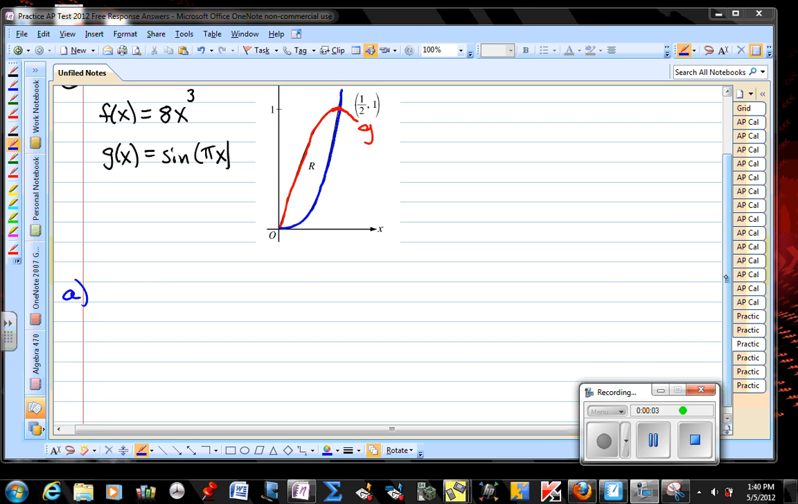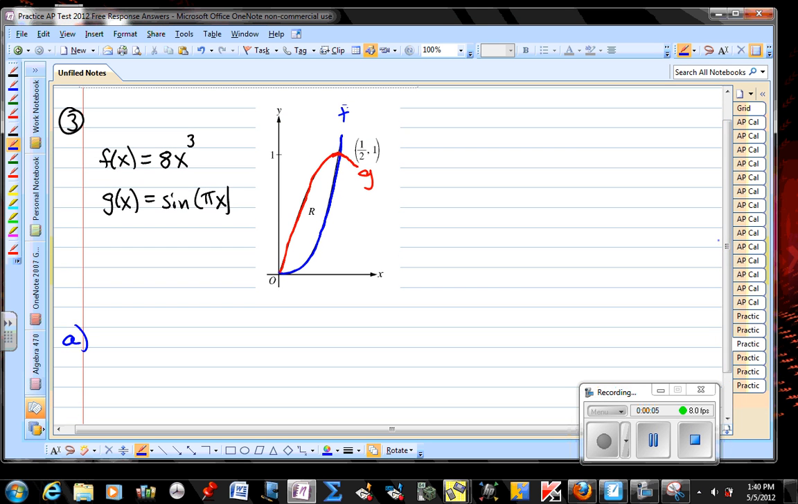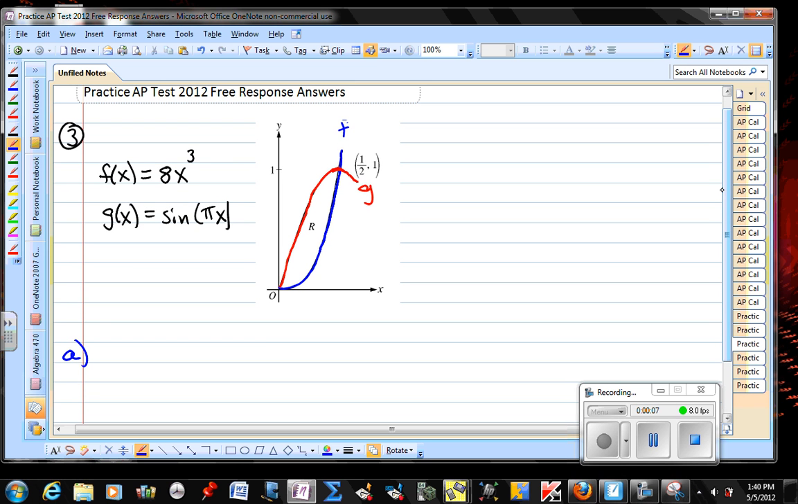On problem number 3, we're given a graph of a function f and a function g, and the area that is bounded by these two functions in the first quadrant. F is the function 8x cubed, and g is the function sine of pi x. They're labeled on the graph, and in part A, we're asked to find the equation of the tangent line to f at the point when x is 1/2.